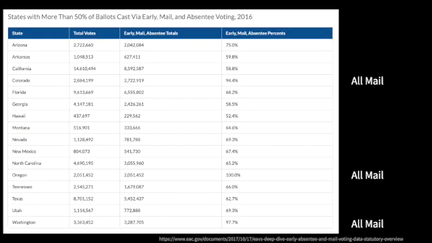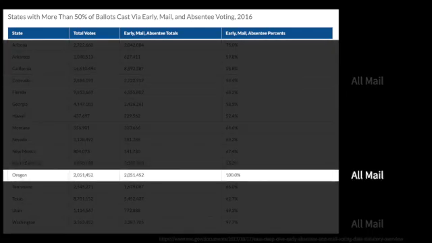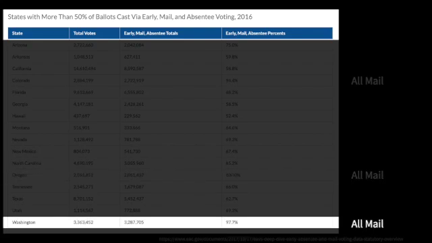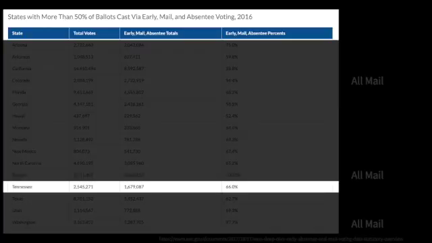So this is the percentage of votes that are either early mail or absentee. And so you see Colorado, 94.4% were all cast by mail, 100% in Oregon, 97.7% in Washington State. So primarily, everyone's mailed a ballot, and they return their ballot via the mail. In other states, there's more variety here. So Tennessee, for example, in 2016, 66% of the votes were cast either by early mail or absentee. So primarily those either vote by early vote or vote by absentee, because Tennessee didn't allow vote by mail.